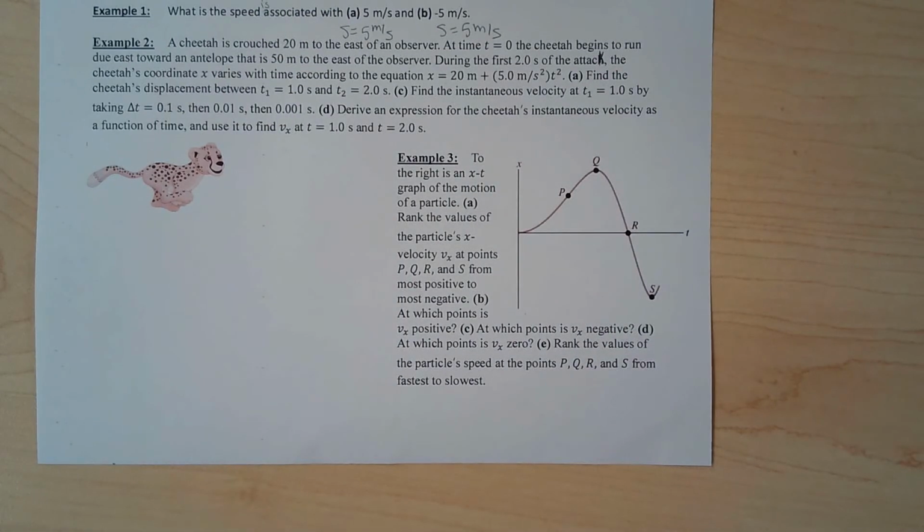During the 2 seconds of the attack, that should say attack, not attach, the cheetah's coordinate x varies with time according to this equation: x equals 20 plus 5t squared. Find the cheetah's displacement between t equals 1 second and t equals 2 seconds. I know they skipped B, so just go to C. Find the instantaneous velocity at t equals 1 second by taking delta t to be 0.1, then 0.01, then 0.001. And then part D, derive an expression for the cheetah's instantaneous velocity as a function of time.